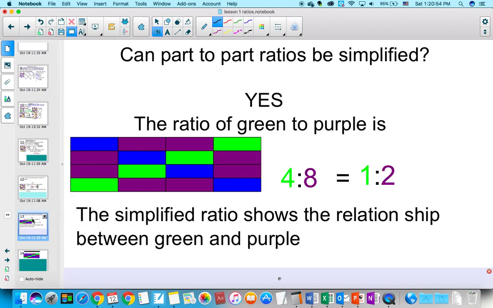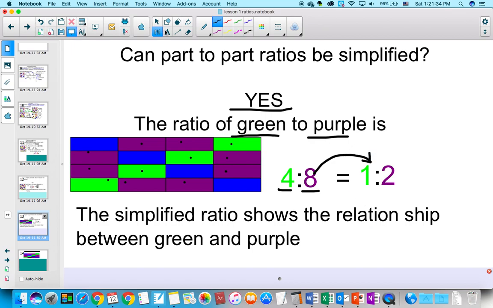So can a part-to-part ratio be simplified? And yes, it absolutely can. So in this example, we have a series of rectangles, each different colors. And you're looking for the ratio of green to purple. So we have 1, 2, 3, 4 green, right? And 8 purples, right? So this is the ratio of the hard numbers. There are absolutely 4 green ones and there are absolutely 8 purples. But we can simplify this ratio into 1 over 2.